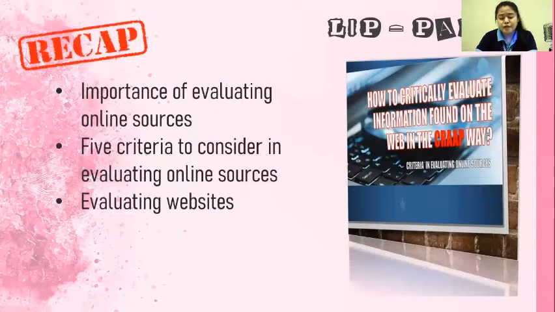C is for currency. Currency pertains to the timeliness of the information and if it is current enough for your topic. Kailan ba na-publish yung information? Kailan ba siya huling na-revise or na-update? Alam naman natin na nagbabago yung information frequently, kaya i-consider muna natin kung makakaapekto ba yung timeliness niya sa usefulness ng information. And usually po, yung date of publication is naka-indicate sa bottom part ng website. So, check nyo muna kung recent ba yun, kung useful ba siya or timely ba siya dun sa kailangan nyo.